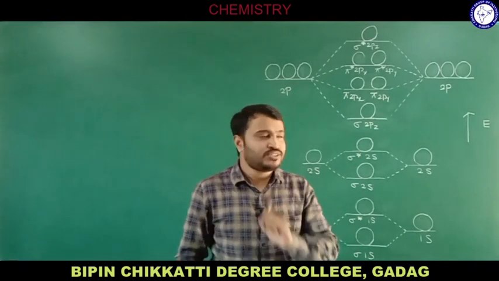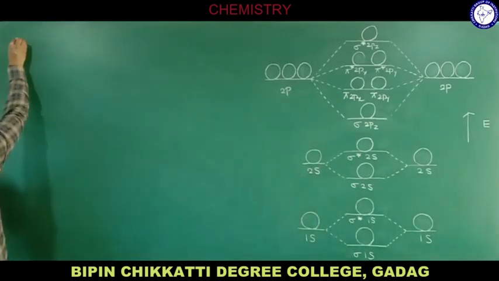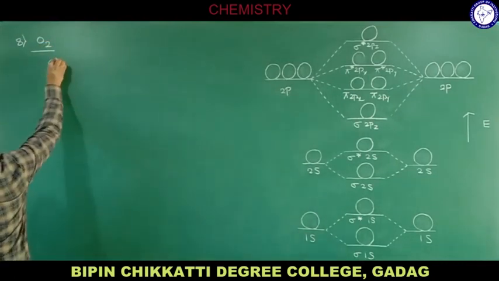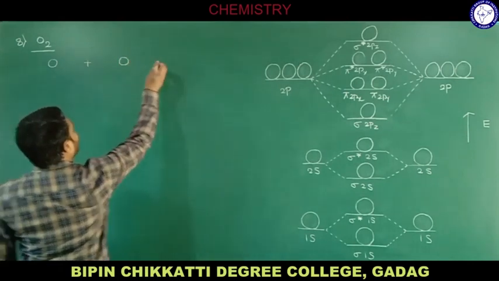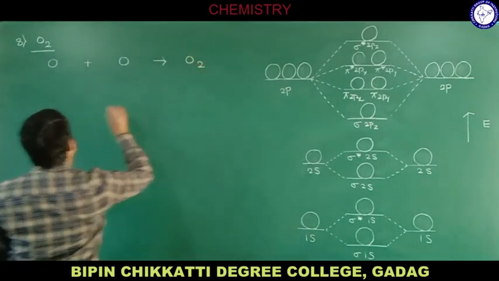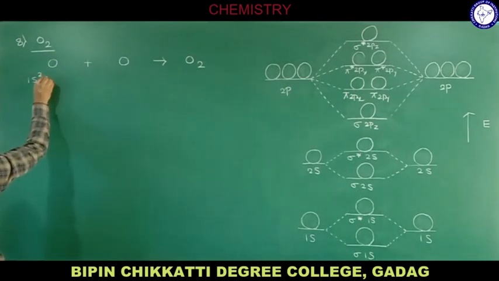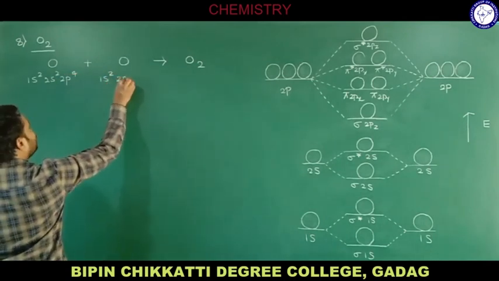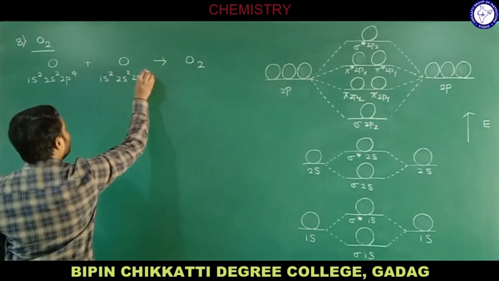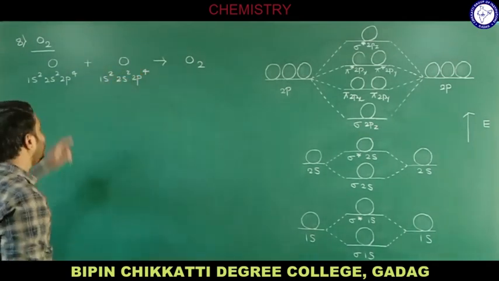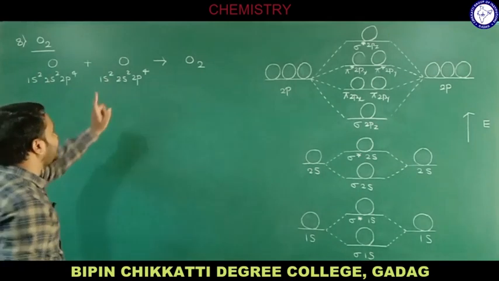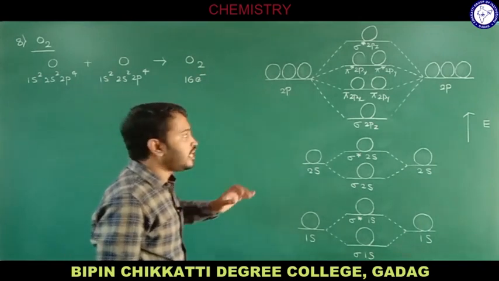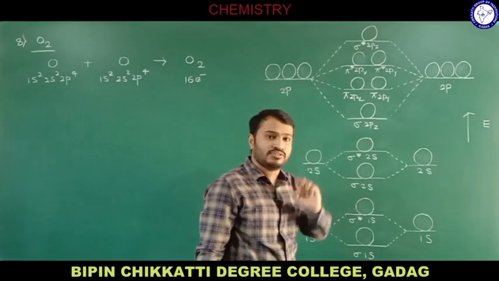Example 8, oxygen molecule. O2, oxygen molecule. As we know, one atomic oxygen combines with one more atomic oxygen, we get the oxygen molecule. Atomic number of oxygen is 8, therefore electronic configuration will be 1s2, 2s2, 2p4. 8 electrons from one oxygen atom and 8 electrons from the other oxygen atom. So totally we have 16 electrons, and 16 electrons have to be distributed in the molecular orbitals of the oxygen molecule.